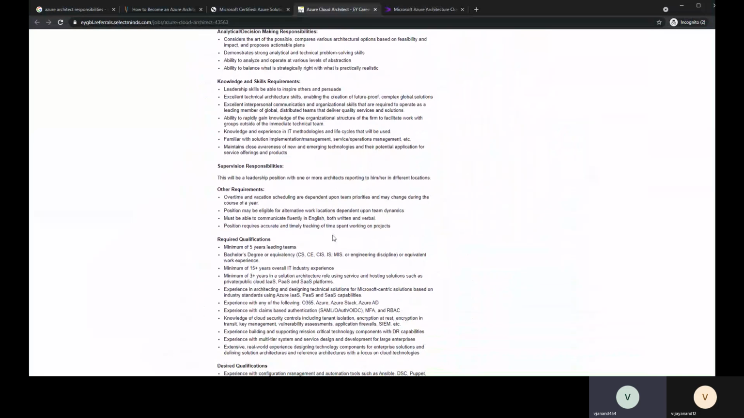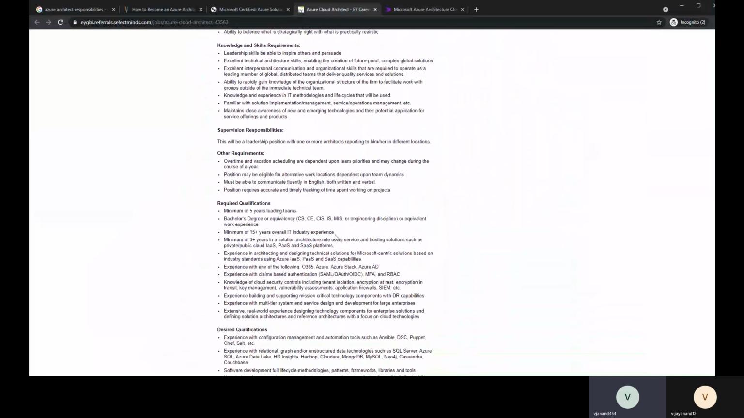Supervision responsibilities. This will be a leadership position with one or more architects reporting to him or her in different locations. Other requirements: overtime and vacation scheduling are dependent upon team priorities and may change during the course of a year. Position may be eligible for alternative work locations, dependent upon team dynamics. Must be able to communicate fluently in English, both written and verbal. Position requires accurate and timely tracking of time spent working on projects.